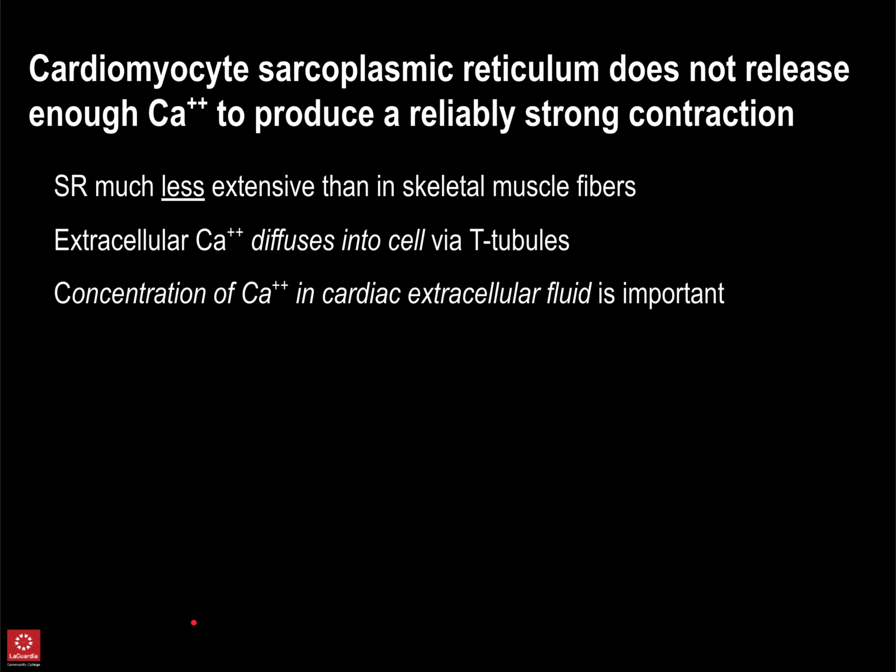And the cardiomyocyte sarcoplasmic reticulum doesn't release enough calcium ions to produce a reliably strong contraction. This is because the SR is much less extensive than in a skeletal muscle fiber. So what needs to happen is that extracellular calcium diffuses into the cell via the T tubules. This is why the concentration of calcium ions in the cardiac ECF is so important.